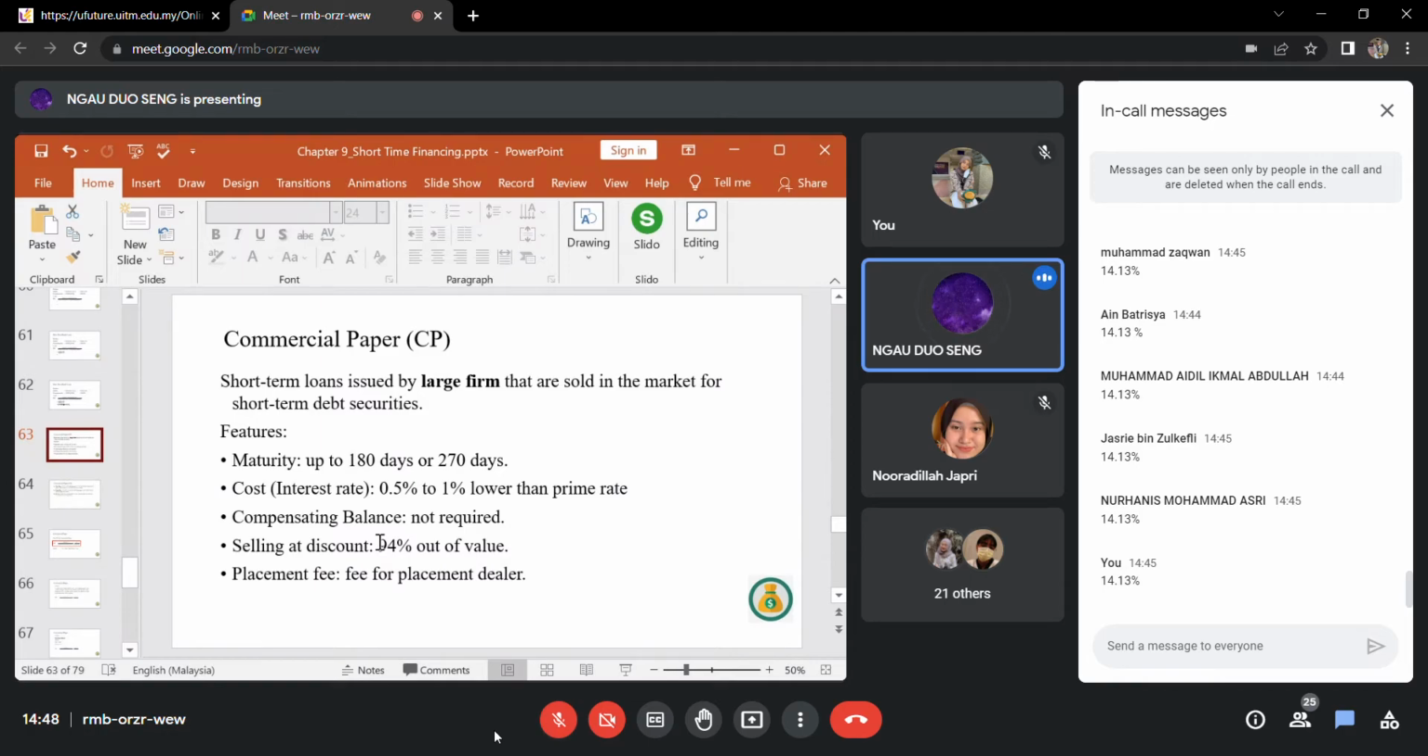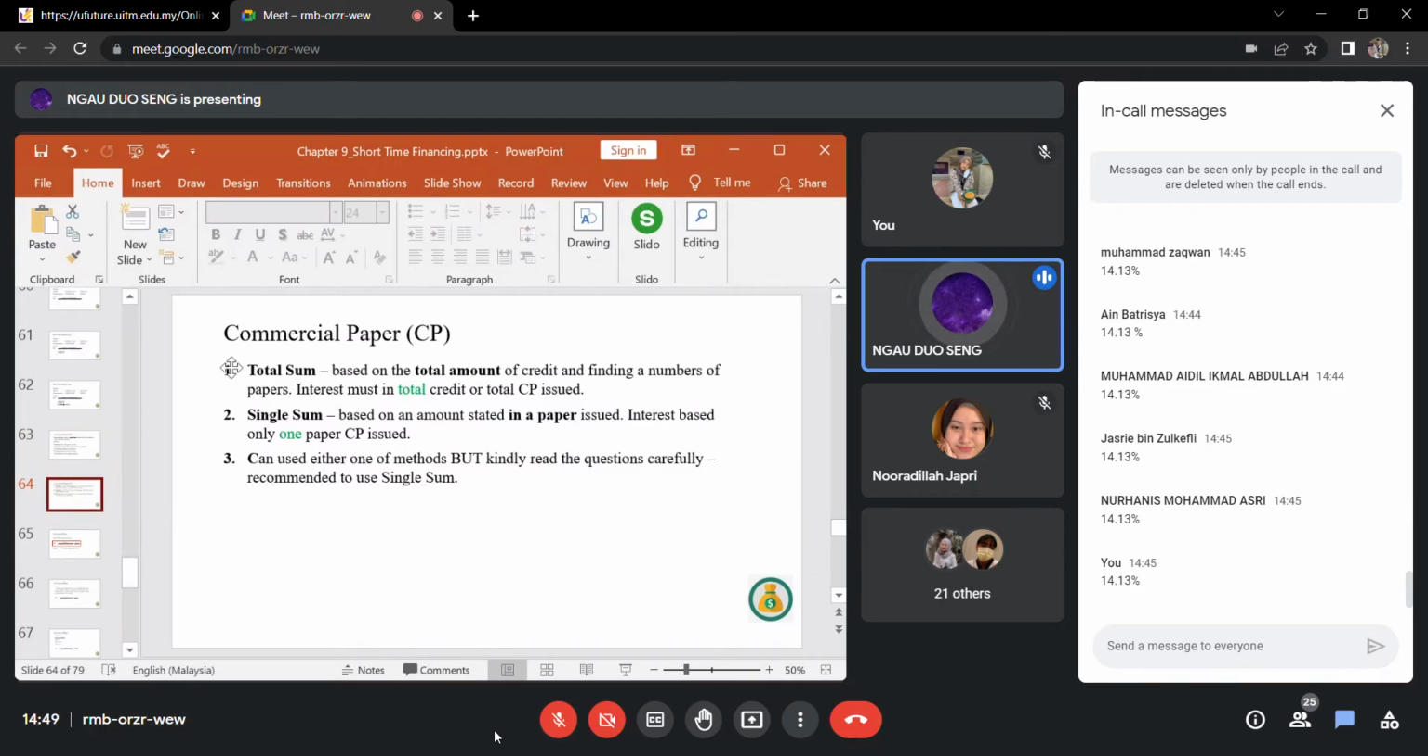Placement: fees for the placement dealer. When the company wants to sell the commercial paper, it needs to go through a dealer, an intermediary. So there is a fee.